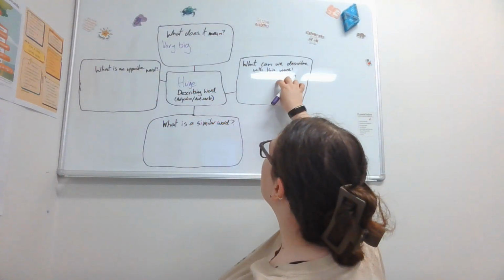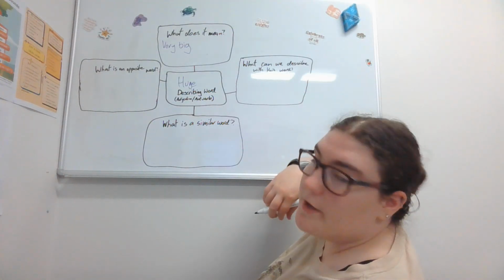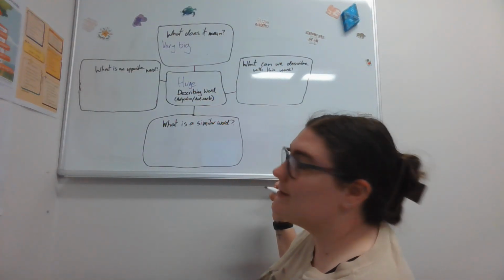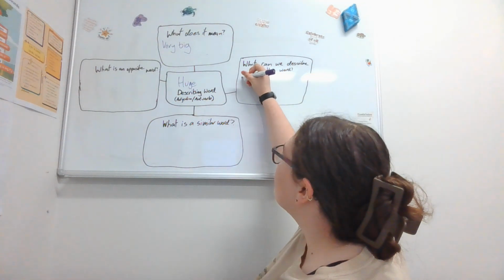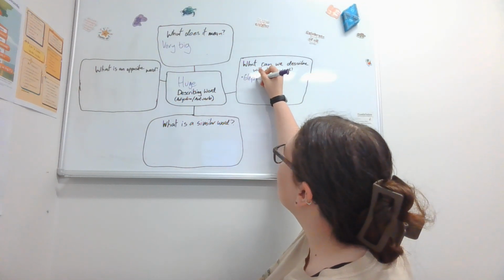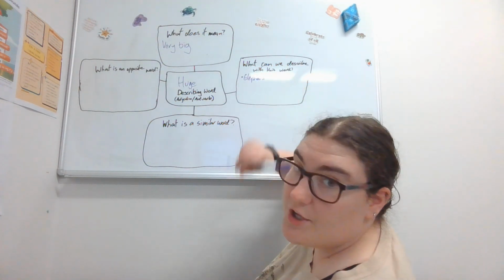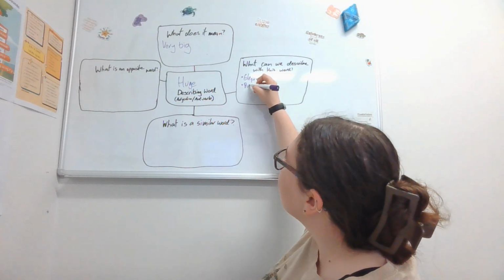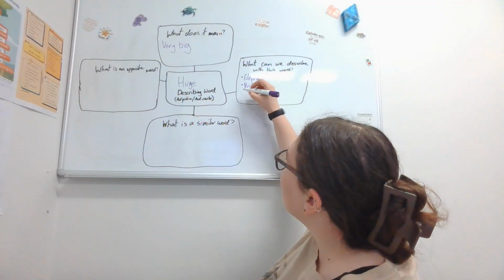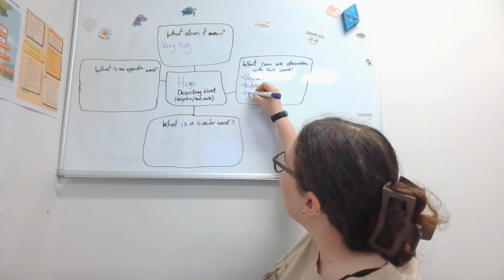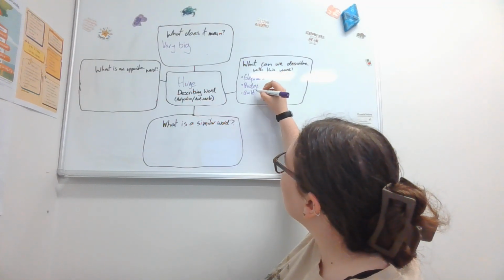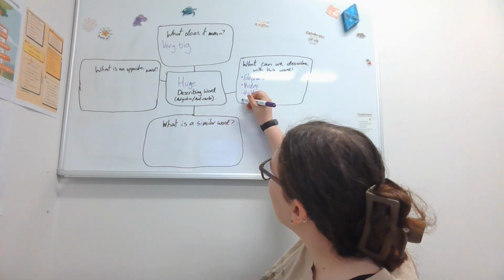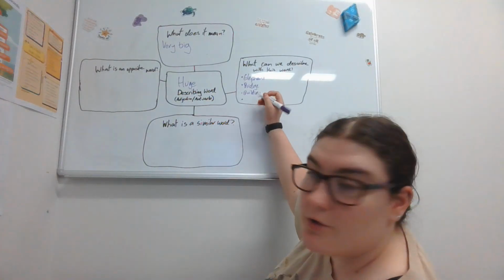What can we use? What can we describe with this word? This obviously will vary wildly depending on what your target word is. We might say an elephant is huge. We might say a bridge is huge, or a building. You might say that your school is huge.